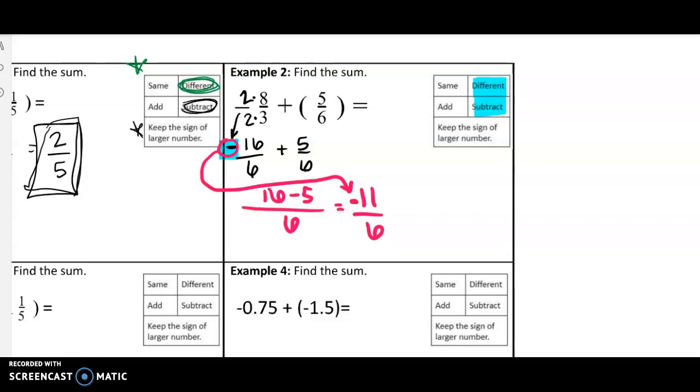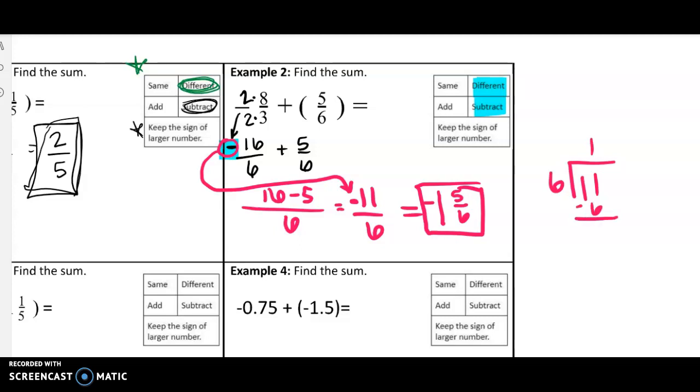Now, I think Big Ideas will let you keep it as this, but I want you to simplify it or at least try. So we say, how many times does 6 go into 11? 6 goes into 11 one time, and that gives us 6. And then, how far is 6 from 11? It is 5 away. Over 6. And so my answer is also equal to negative 1 and 5/6. You can also do 11 divided by 6. 6 goes into that one time. That gives me 6. I subtract, and I get 5, which is my remainder, and that remainder goes on the top of my fraction.